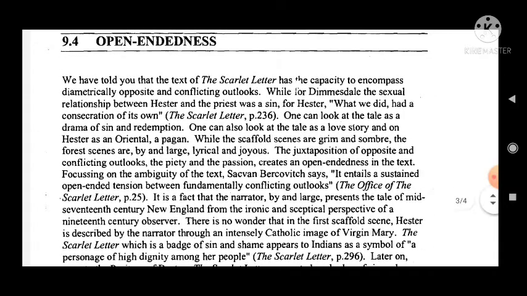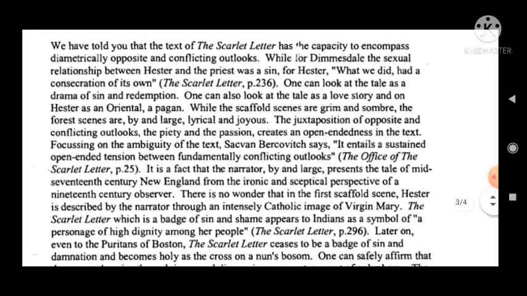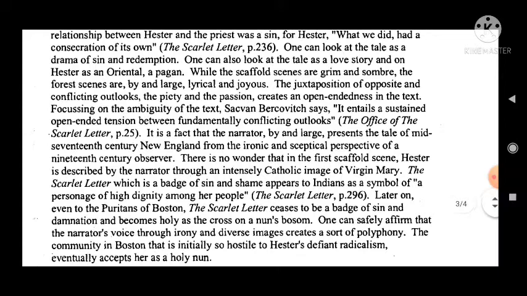Then come to open-endedness. We have told you that the text of the Scarlet Letter has the capacity to encompass diametrically opposite and conflicting outlooks. While for Dimmesdale the sexual relationship between Hester and the priest was a sin, for Hester, what we did had a consecration of its own. The Scarlet Letter, page number 236.